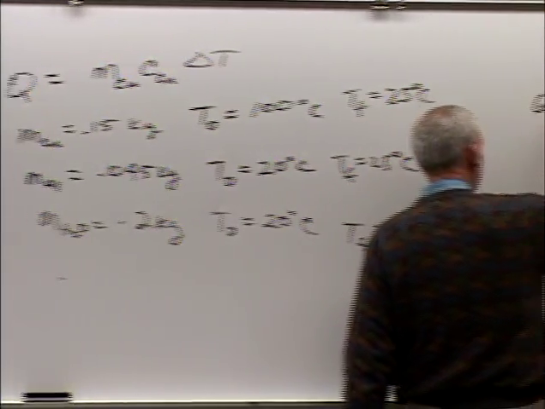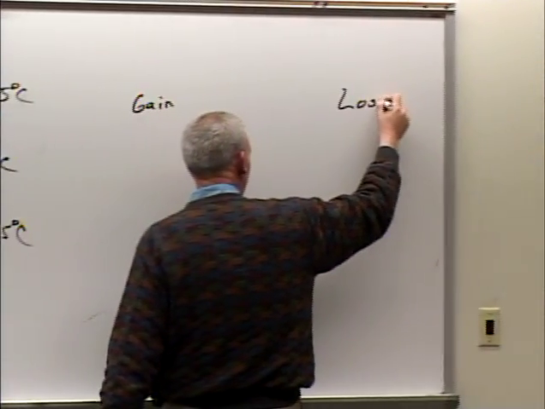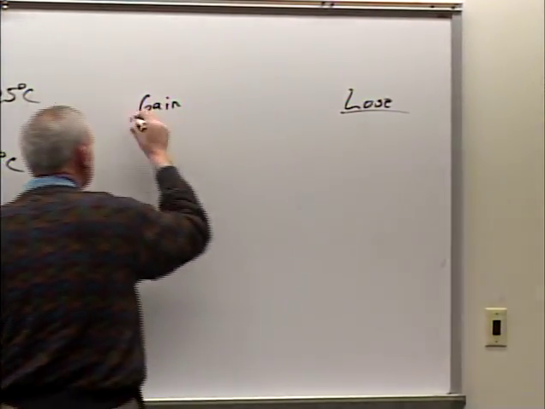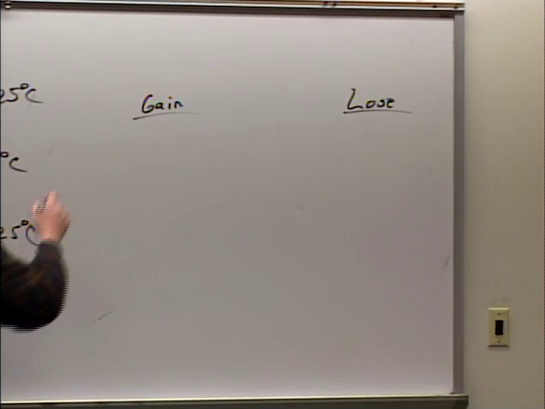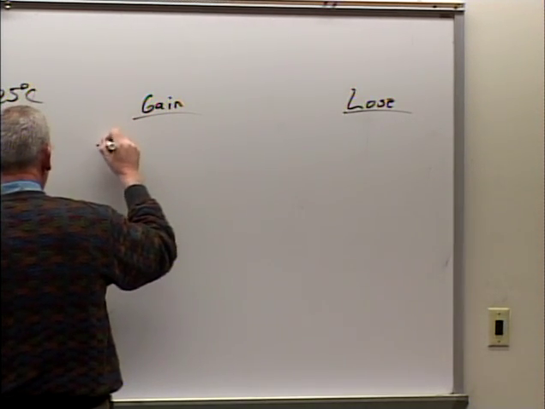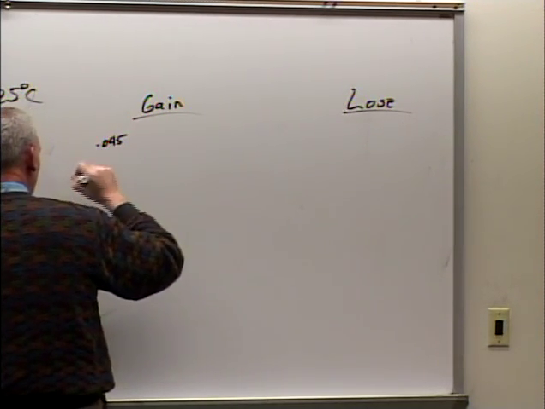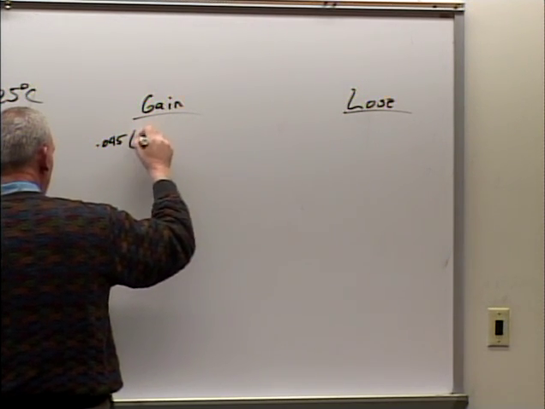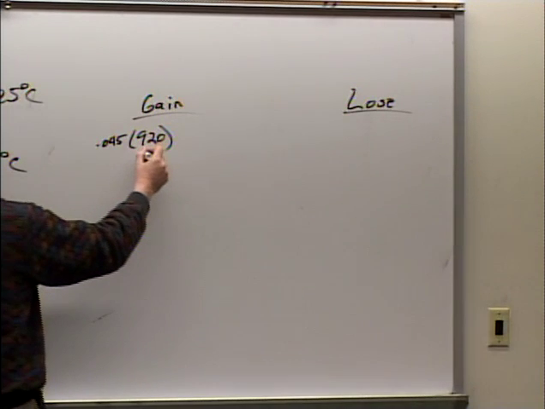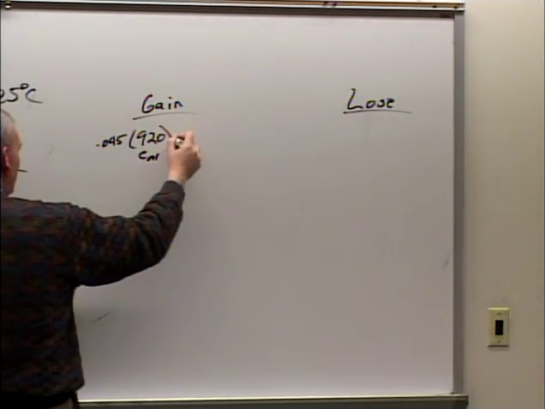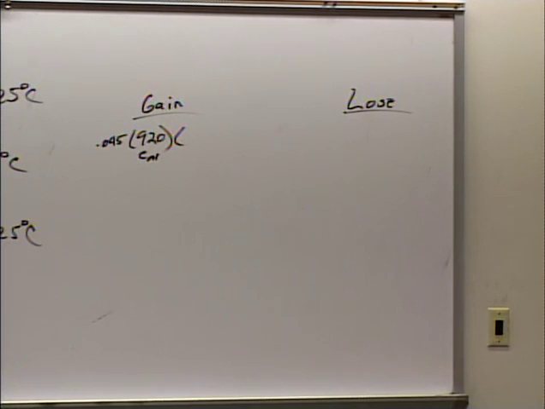We'll put the gains over here. Put the losers over here. And what's gaining energy will be the 0.045 kilograms of aluminum times aluminum's 920, which is its specific heat. So this is the C of aluminum times its change in temperature. It went from 20 to 25, so that's a positive 5.